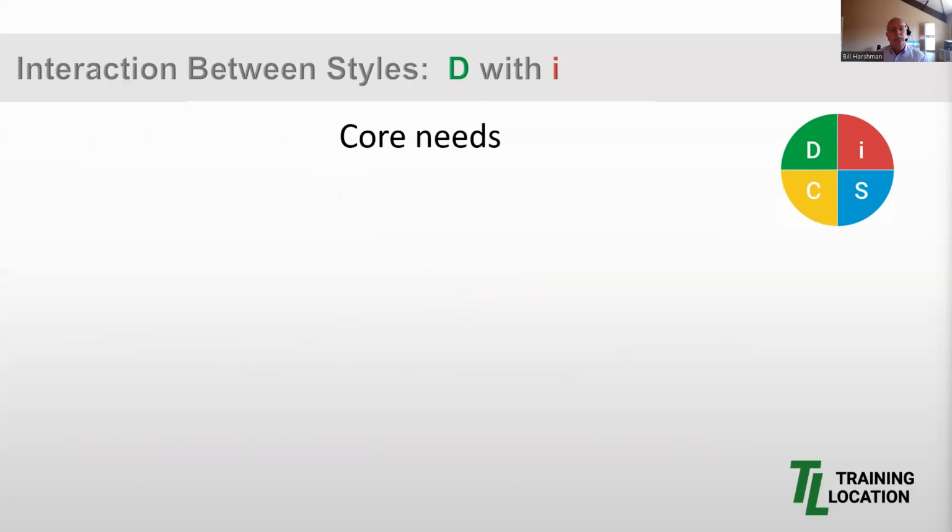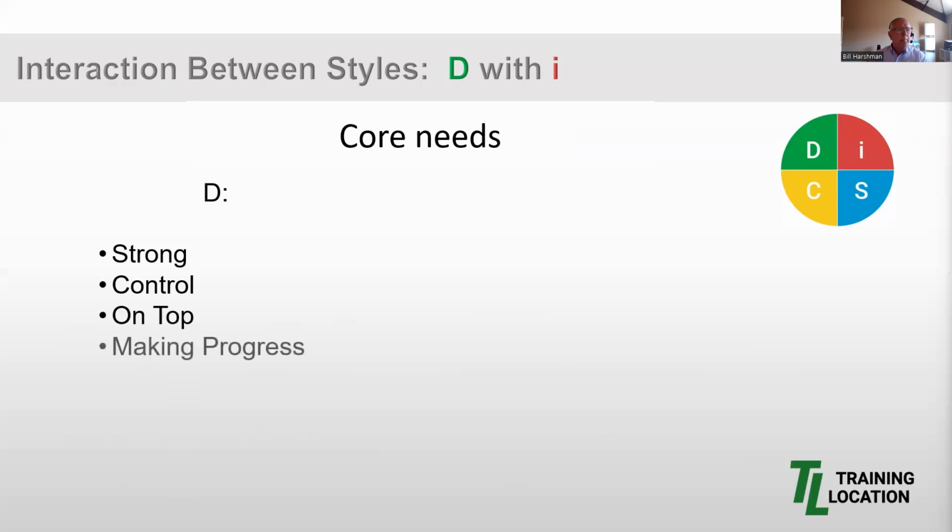Now, what might help us understand the previous descriptors is to understand what drives the two styles. Wiley research indicates the following core themes or needs of the styles. Let's start with D. The D has a need to be strong, a need to be in control of a situation or in control of the factors affecting their situation, need to be on top or winning, and the need to be making progress.